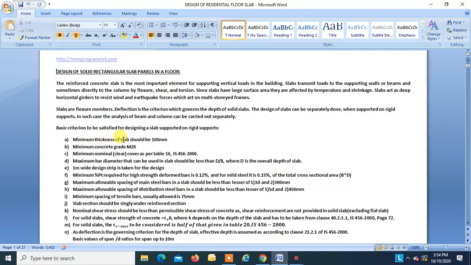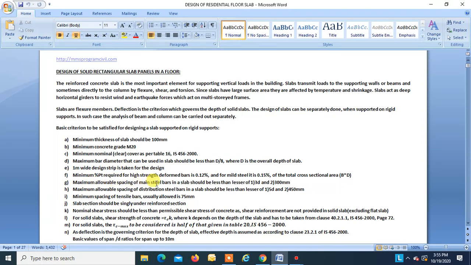First, the minimum thickness of the slab should be 100 mm. Minimum concrete grade M20. Minimum nominal cover as per Table 16 of IS 456-2000. Maximum diameter of bar that can be used in slab should be less than D by 8, where D is the overall depth of the slab. A 1 meter design strip is taken for the design. Minimum percentage of steel required for HYSD bar is 0.12% and for mild steel it is 0.15% of the total cross-sectional area, that is B into D, where D is the overall depth.